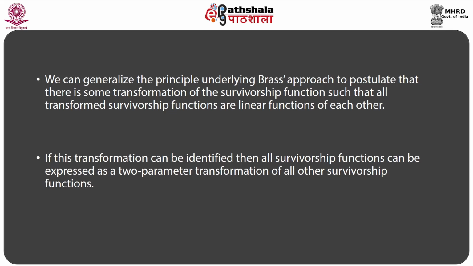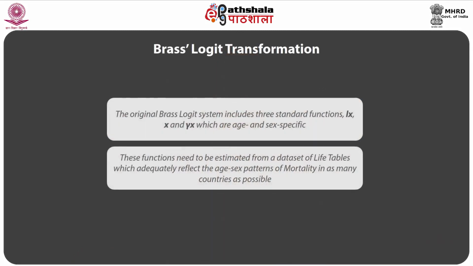If this transformation can be identified, then all survivorship functions can be expressed as a two-parameter transformation of all other survivorship functions. The transformation selected to modify the original Brass Logit system includes three standard functions, small lx, x and mu x, which are age and sex specific but invariant across populations. These functions need to be estimated from a database of life tables which are considered to adequately reflect the age-sex pattern of mortality in as many countries as possible.